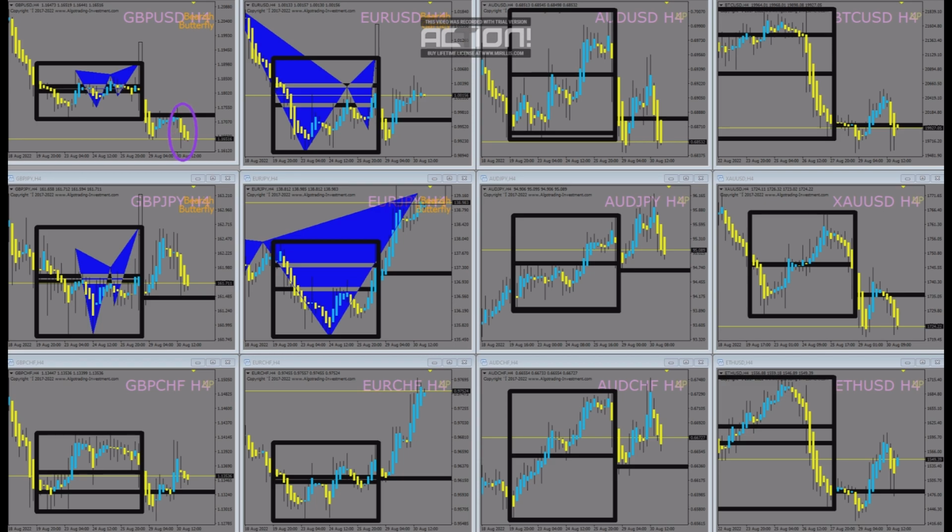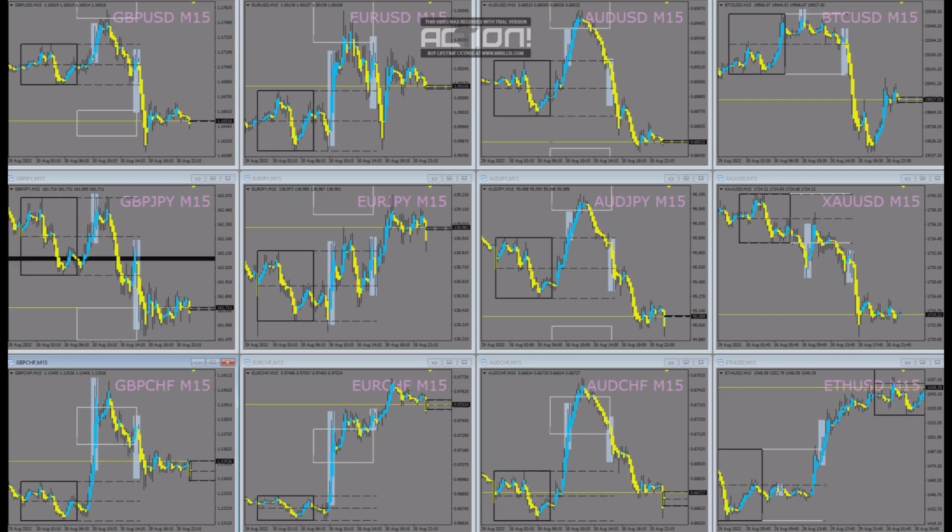Yes, this is the beginning of a second leg, but I don't want to jump the train. I don't want to bum rush in here and buy. So what I'm going to do from here is go down to my 15-minute chart and see if I can get in on this. I'm pretty sure I will be able to find something.